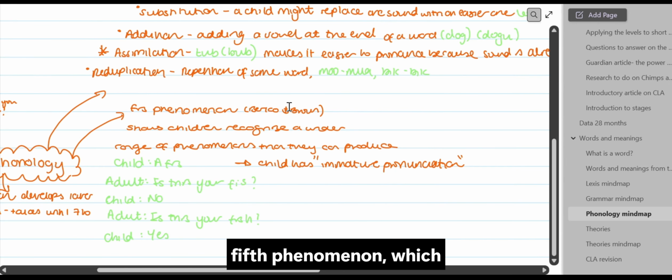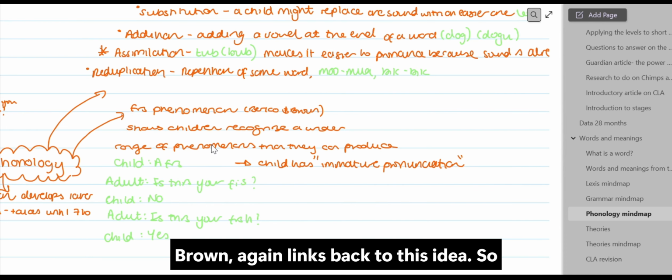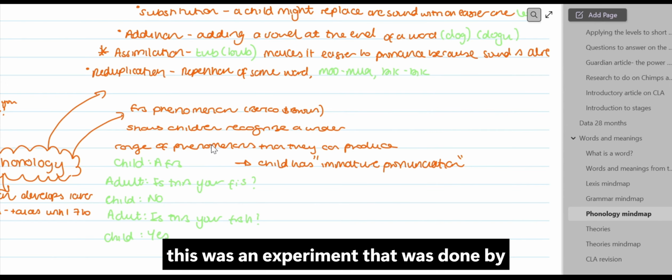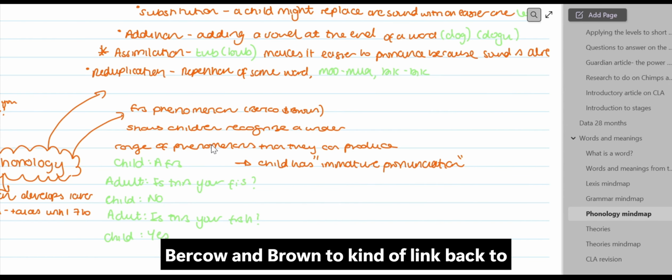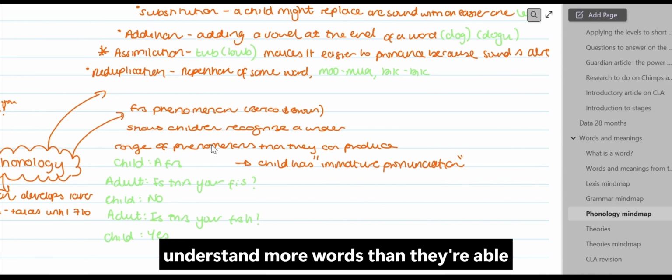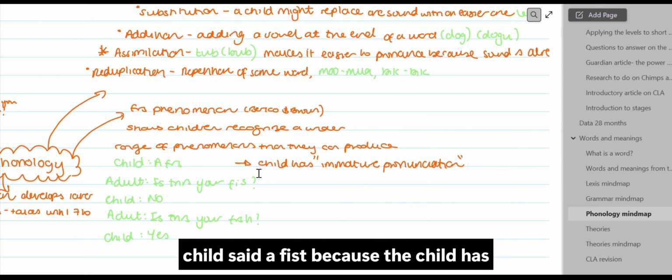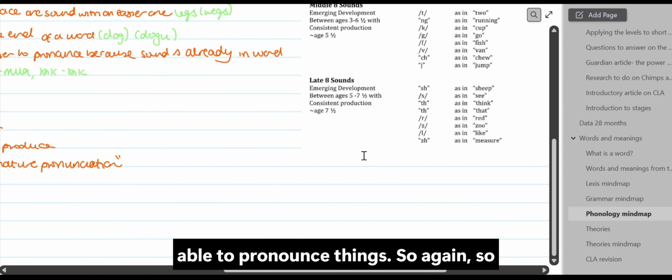So the FIS phenomenon, which was demonstrated by Berko and Brown, again links back to this idea. This was the experiment done by Berko and Brown to link back to the idea that children understand more words than they're able to produce, right? So the child said a FIS because the child has immature pronunciation, they're not yet able to pronounce things.